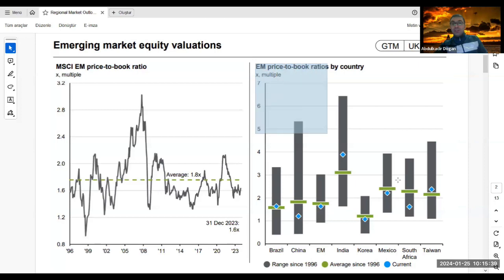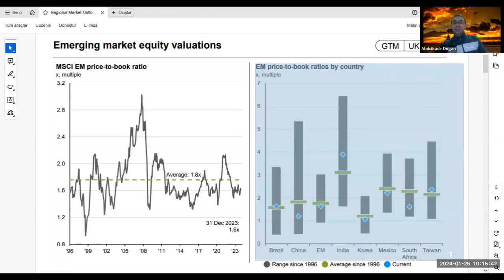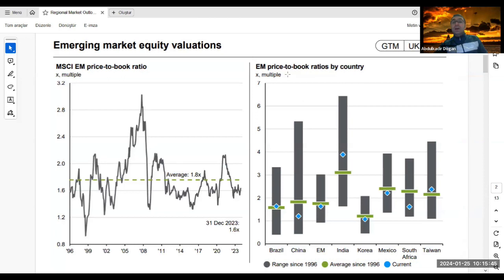But now in emerging market economies, I have different regions. And I am looking at what the price to book ratio is in each region. First of all, if I want to buy an emerging market economies asset, I look at the price to book ratio, then I decide whether this is cheaper or not. Then I go to the right side and say that I decided to put the money in emerging markets. So in which country should I? Let's look at the countries here. Left-hand side: Brazil, China, and the overall EM. And here I have India, and here I have Korea, Mexico, South Africa, and Taiwan.